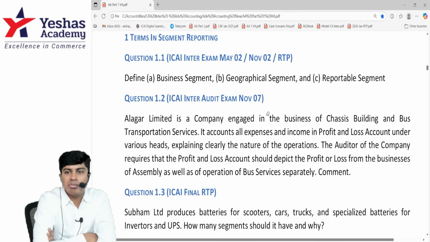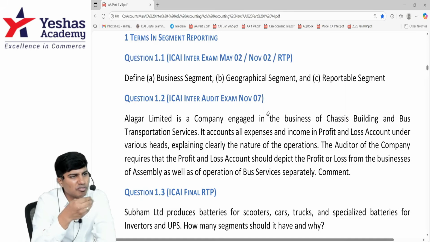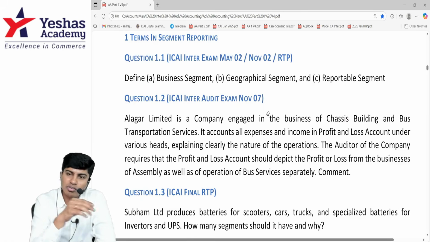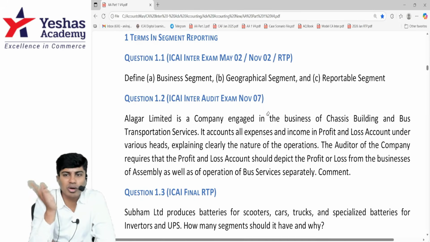So in the 70 marks, there is very little space to ask questions from every standard, and there is no space for this kind of descriptive theory answer. So they have stopped asking this short note question. What is a business segment? What is a geographical segment? No.